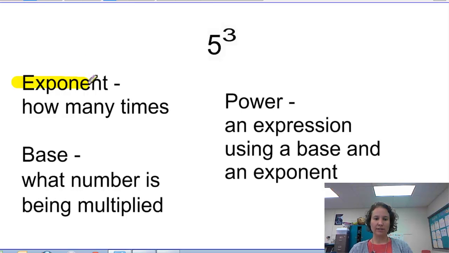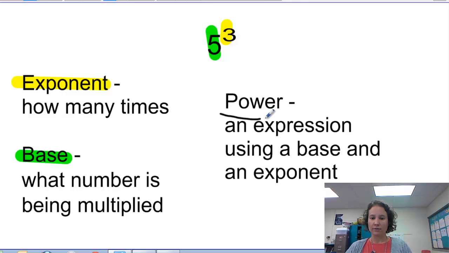An exponent is the little number right up here when we see a number like this, and that tells us how many times to multiply the number by itself. We also have what's called a base, and the base is the big number. That's the number being multiplied. So the base tells us what number is being multiplied, and the exponent tells us how many times.